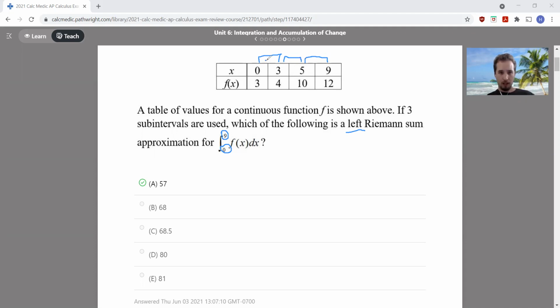The left height is a 3. The left height here is a 4. The left height is a 10. So if we're going from the left, right, we're using the height on the left. Like I said, left height's 3, left height on this interval is 4, left height on this interval is 10. And we, of course, have our bases as well. This is a base of 3, this is a base of 2, this is a base of 4.